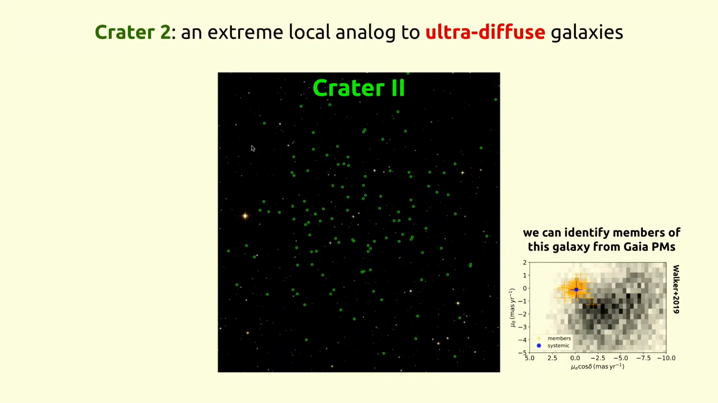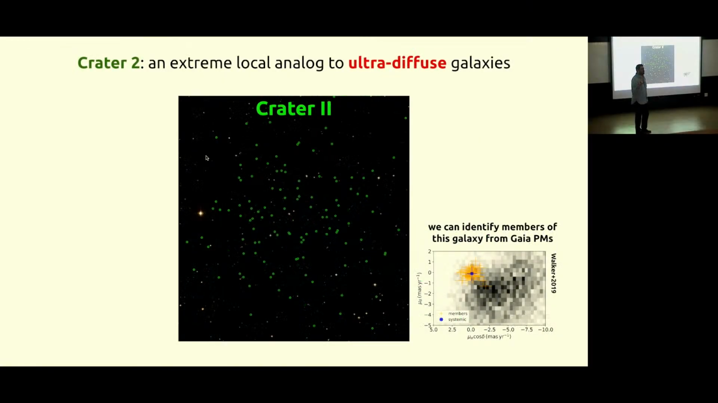So the halo to stellar mass ratio of this galaxy is like 30. And it really should be like 1,000 for this stellar mass. So it really has lost basically all of its dark matter halo, but it's still there. We can resolve velocity dispersions in this, yes. Okay, thank you.